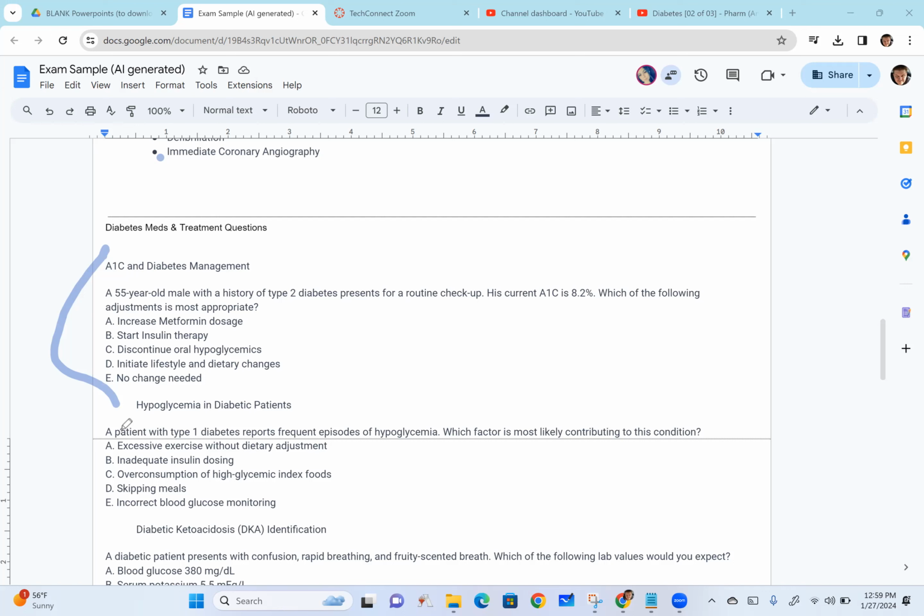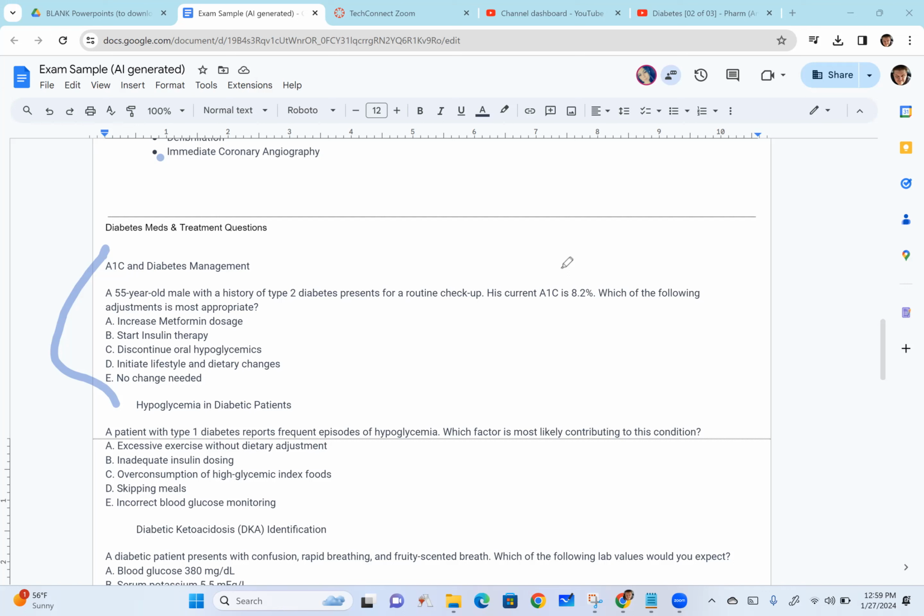So I didn't make these nursing level. These are more provider level, like what medication are you going to prescribe? That's not our job. Our job is to know they're on this medication, what do I do about it, and what are the side effects? But we'll try to work through this.